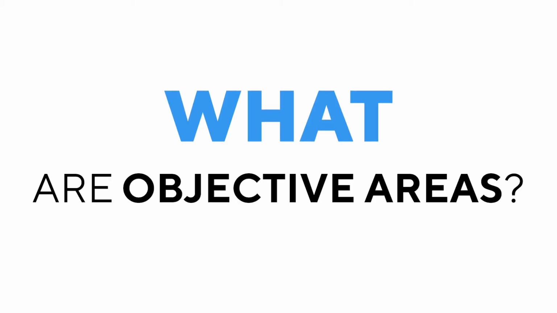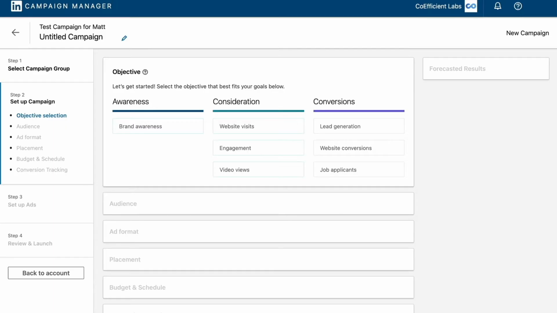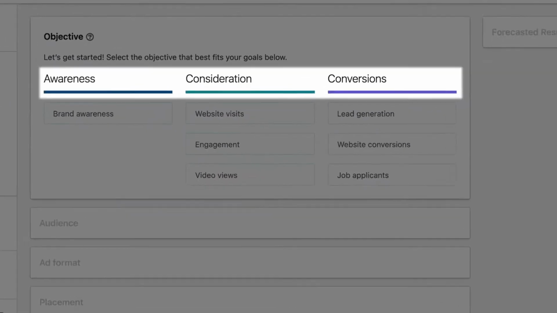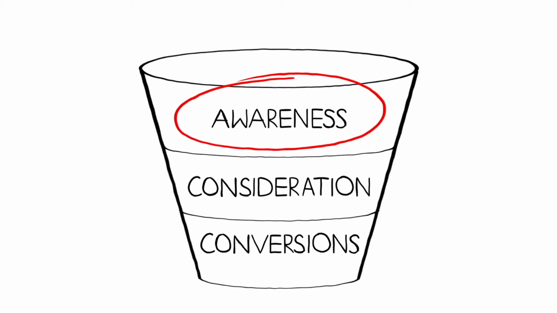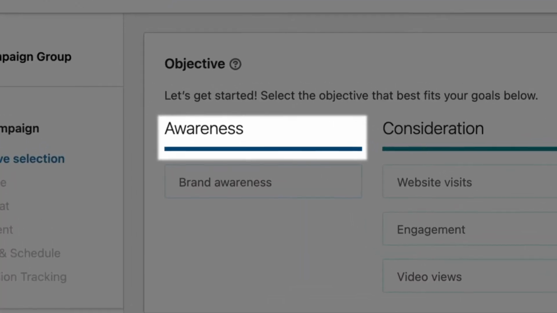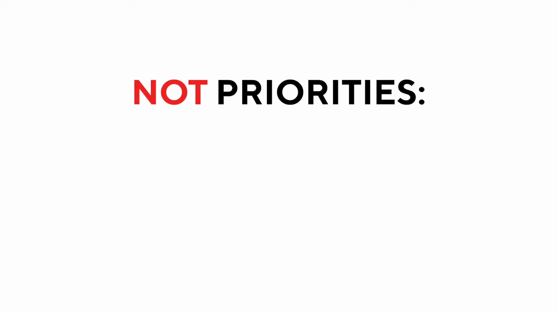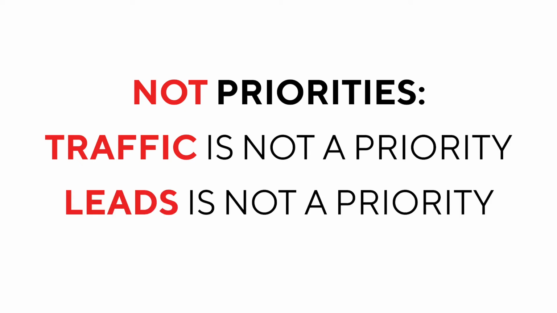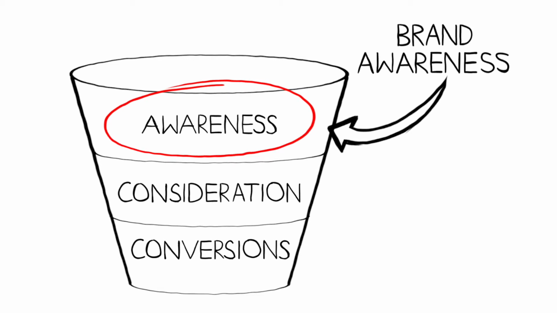So what exactly are objective areas and why do we need to know about them? Well, let me explain. The simplest way to think about these objective areas is to picture a funnel, like a sales funnel. At the top of the funnel, you have awareness, right? And so you would choose the awareness objective when all you really care about is driving impressions, lots and lots of people seeing your ad, and you don't really care about traffic or driving leads. All you want is for as many people as possible to see your ad or your message. That's where you would use the brand awareness objective.